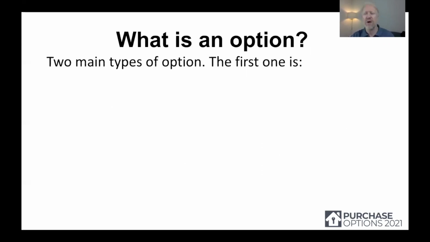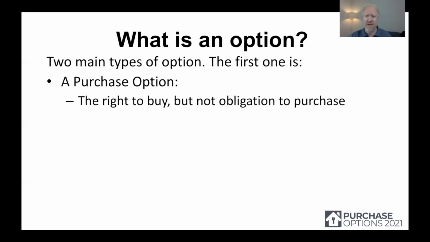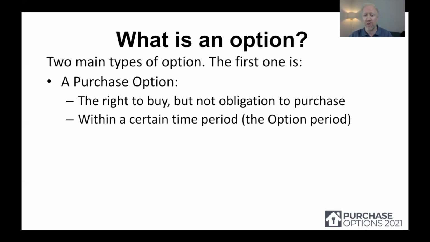Now, there are two main types of option. The first one is a purchase option. This is where you have a contract with the owner and you've got a right to buy their property, but not the obligation to purchase. So in other words, if you want to buy, you can absolutely buy. The seller cannot sell it to anyone else, but you don't have to buy if you don't want to. That's why it's called an option.